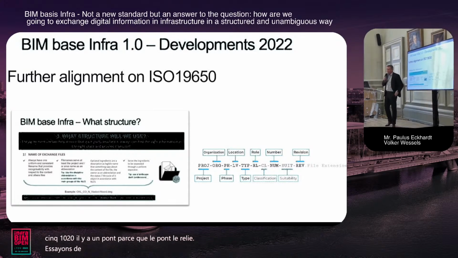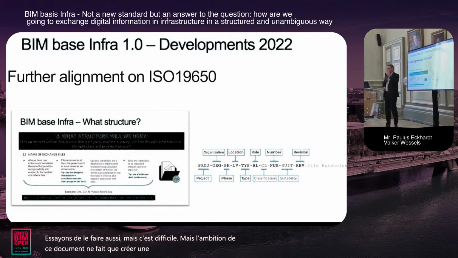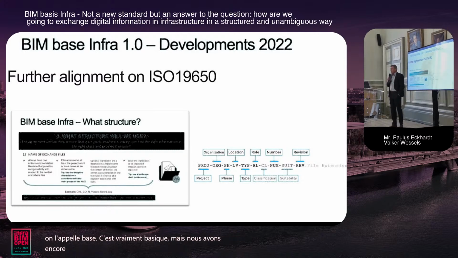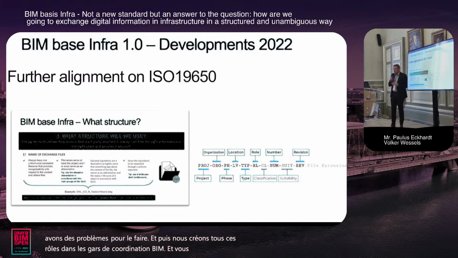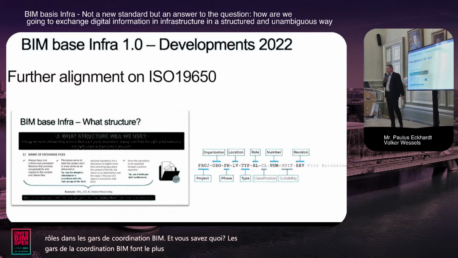But this is difficult, but the ambition for this document is only to create better quality of 3D models. Let's first start, so that's why it's called base. It's really basic. But still here we have problems to do it. And then we create all these roles of BIM coordination guys. And you know what BIM coordination guys are doing most of the time? Solving rubbish from others. Sorry.